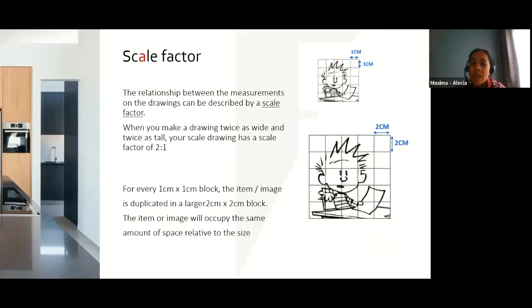Going forward, there is a scale factor. So just to explain it more, if we look at when you're drawing or enlarging an image and you just use the square options or grids, you normally are able to just enlarge or double an image by doubling the size or multiplying that size by a different number, but the same sort of space. So for every 1 centimeter block, the item image is then duplicated in a larger 2 centimeter block. The item or the image will occupy the same amount of space in that particular image. And that's how we have normally the ratio 2 to 1.